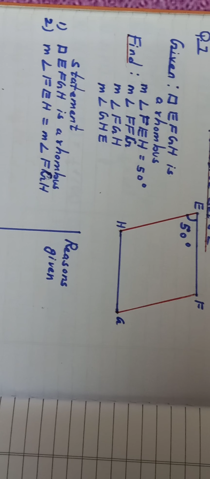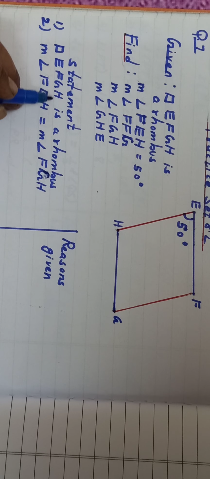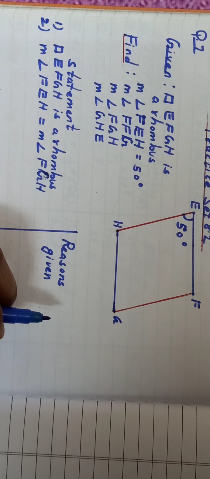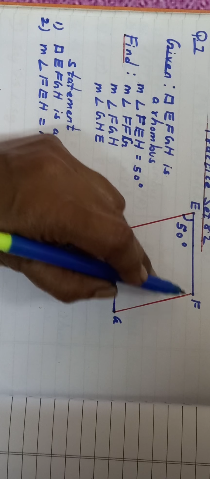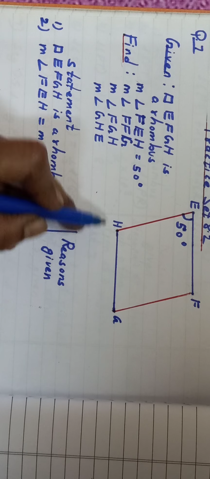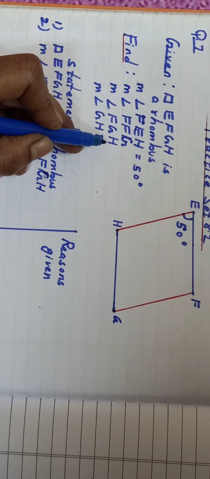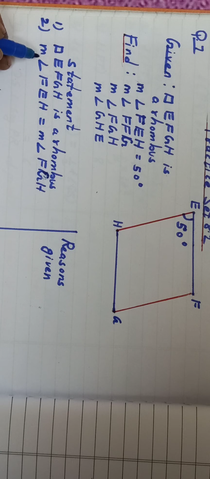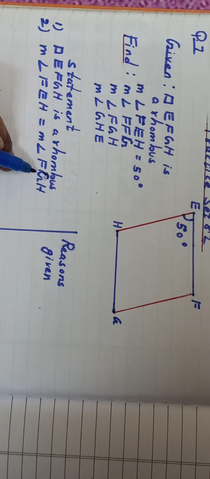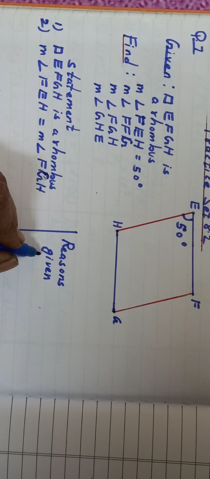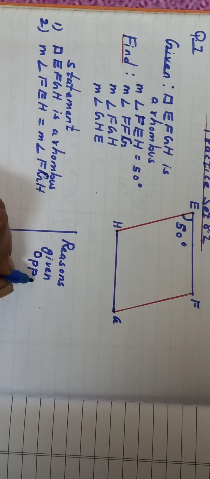As you can see here, the first statement is: quadrilateral EFGH is a rhombus, given. We have studied that opposite angles of a rhombus are congruent. So angle FEH is congruent to angle FGH. If both angles are congruent, their measures are equal. So I have already written here, measure of angle FEH is equal to measure of angle FGH. The reason we will write: opposite angles of a rhombus are congruent, so their measures are equal.